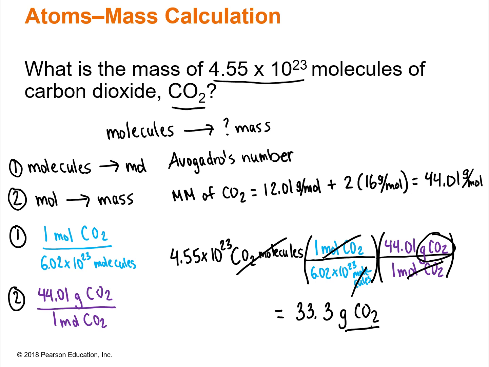Don't forget your units, because I won't know what that 33.3 means, and you'll lose half a point just because of it. You'll also want to take into account significant figures for your final answer. Again, we only have the given number 4.55 times 10 to the 23rd, and that's 3 sig figs. So your answer should also have 3 sig figs.